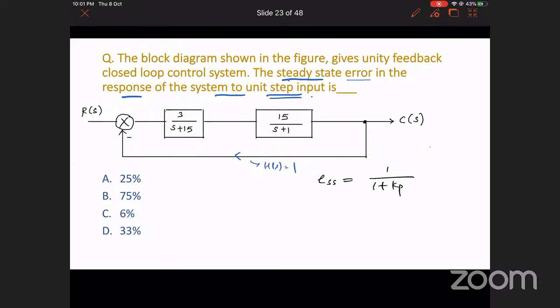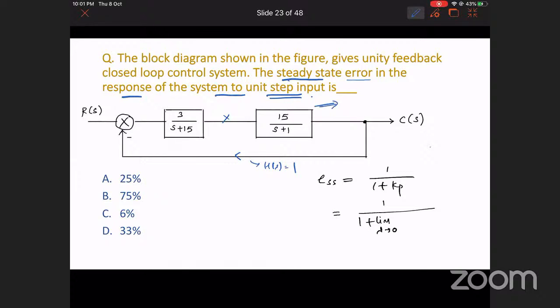Let me see. ESS is equal to 1 upon 1 plus the limit as s tends to 0 of G times H. But then what is G, guys? Two blocks are connected in series, so they get multiplied. G1 G2 becomes the product. So ultimately, the product of these two blocks will become what?